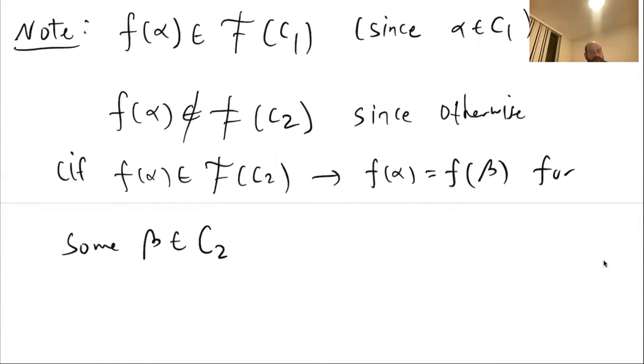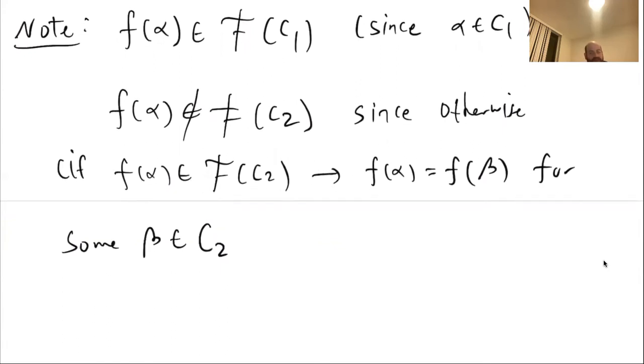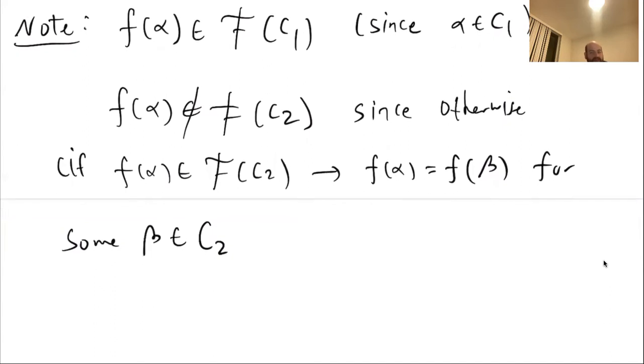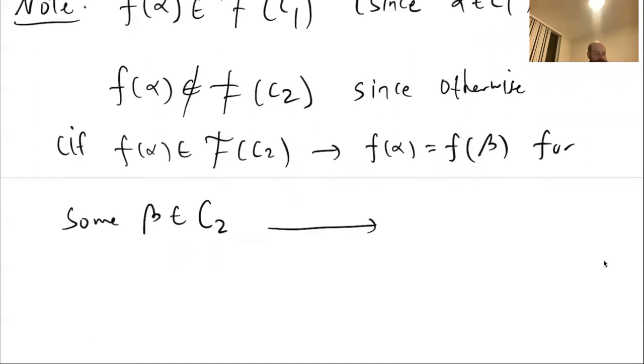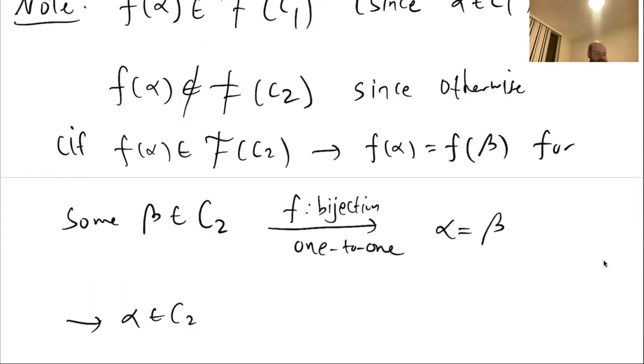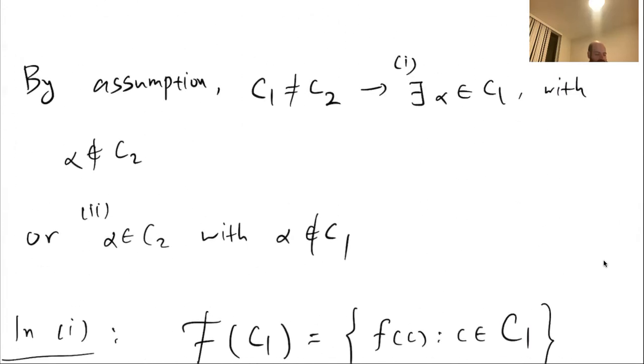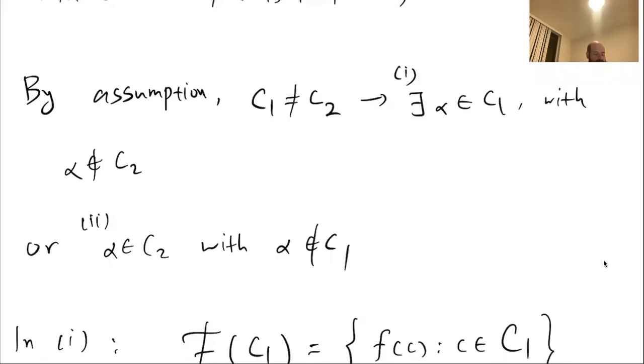Now, if you have a 1-to-1 function and f of alpha equals f of beta, you learn in high school that for a 1-to-1 function, if f of alpha equals f of beta, then alpha must be equal to beta. So small f is a bijection by assumption, and therefore it's 1-to-1. So we can say alpha equals beta, and beta is in C2, so alpha must be in C2, and this is a contradiction with alpha not in C2. Remember, alpha was supposed to be not in C2 in case 1.